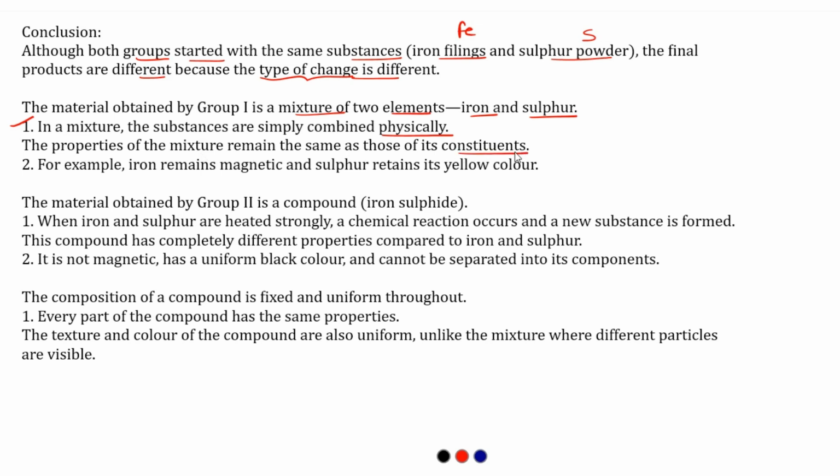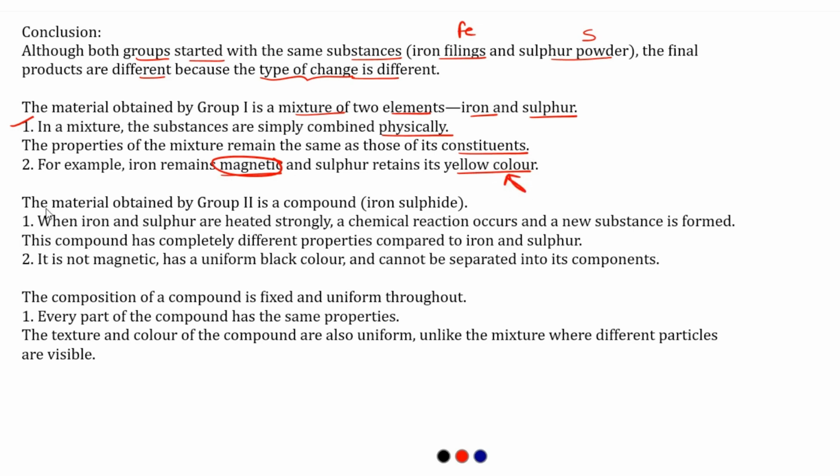Already I have explained this point, but according to NCERT, I am explaining each and everything, so I have to explain this once again. If you see in the mixture, all the constituent elements will retain their properties. For example, iron remains magnetic, sulfur retains yellow color. So here in group 1, they have mixed iron and sulfur, but still all the elements retain their own properties. Iron is remaining iron, getting attracted towards the magnet, and sulfur is also retaining its yellow color.